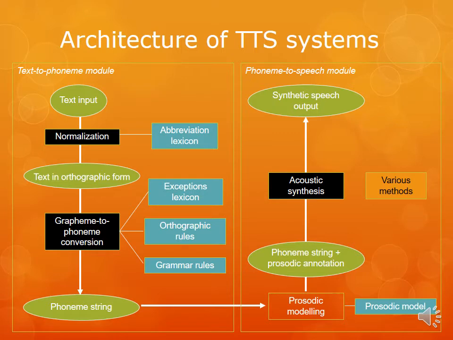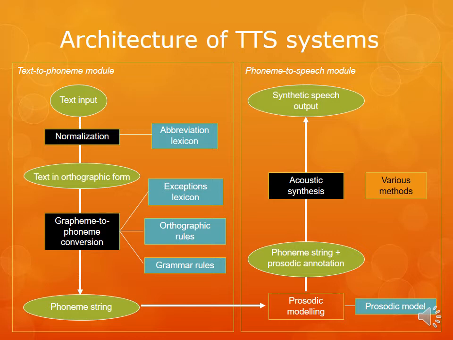This is a simple architecture of a text-to-speech system, TTS, okay? We have the text-to-phoneme module in which we have the text input. The text input is normalized. Then we get the text in what we call orthographic form. And then we have the graphemes converted to the phonemes, okay?